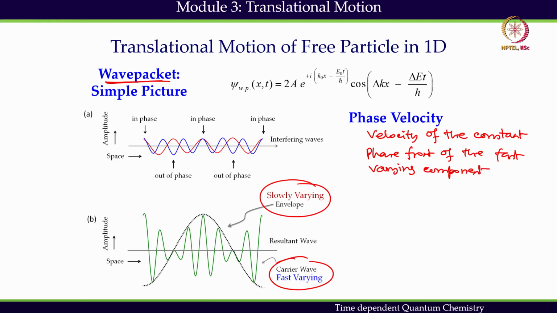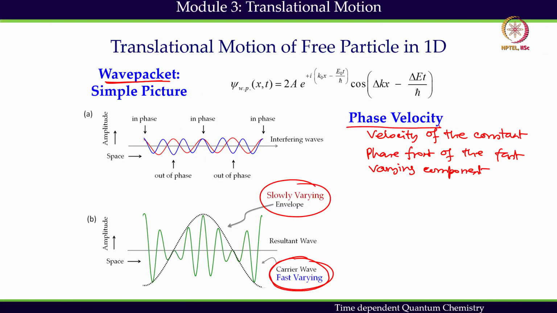So this carrier wave, every quantum particle will be represented by a wave packet, and in the wave packet I have two different components. One component is very slowly varying, another component is very fast varying. This fast varying component is called the carrier wave. The question is, what is the velocity with which the carrier wave is propagating? That is represented by the phase velocity of a wave packet, and how can I calculate that? It comes from the definition: the velocity of the constant phase front of the fast varying component, and the fast varying component is here.